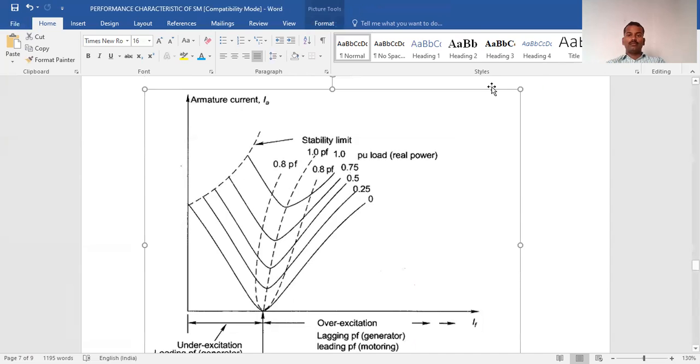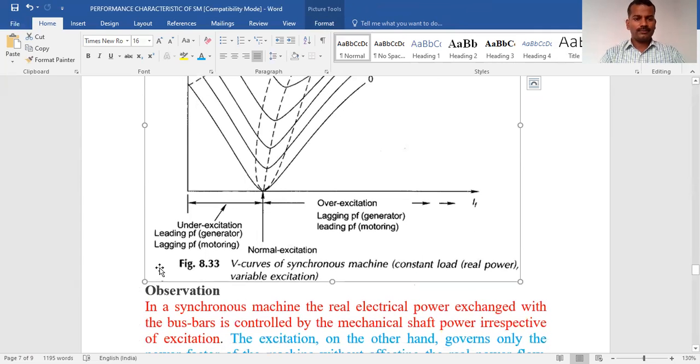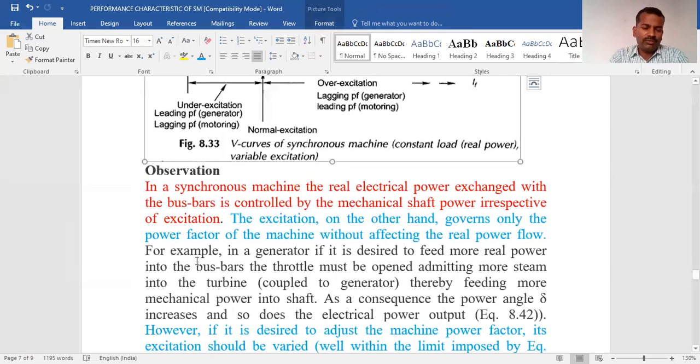Many questions have come in GATE as well as other examinations like UPPCL. You have to remember these lines and these lines, right? Observation.